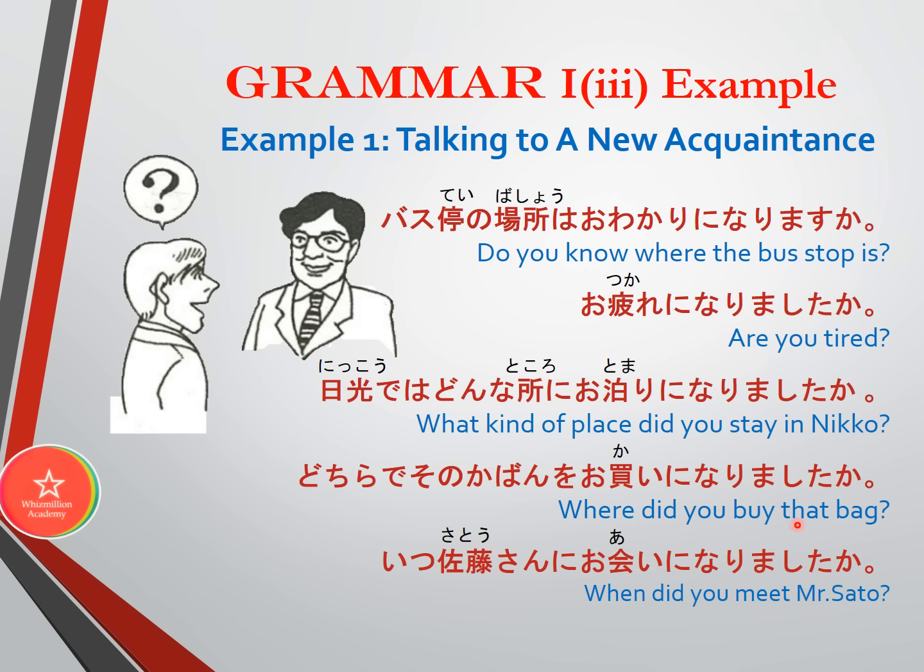Where did you buy that bag? どちらでそのカバンをお買いになりましたか?買います become お買いになりましたか? When did you meet Mr. Sato? いつ佐藤さんにお会いになりましたか?会います become お会いになりましたか?